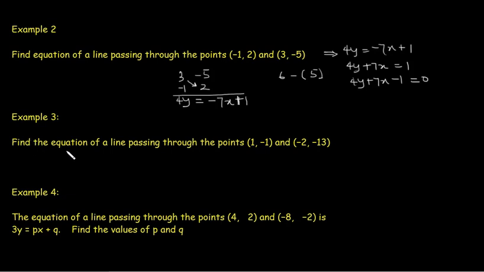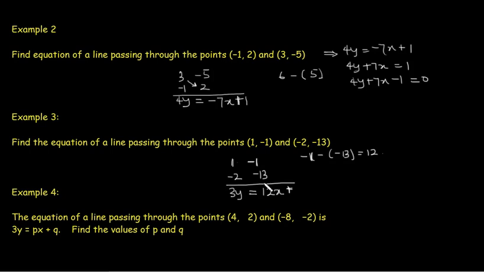Let's consider example 3. So we have the coordinates. It doesn't matter which one you want to subtract. (-1, 1) and (-2, -13). 1 minus -2 gives you 3y, which should be equal to -1 minus -13, which is 12x. So -1 minus -13 is 12, right?